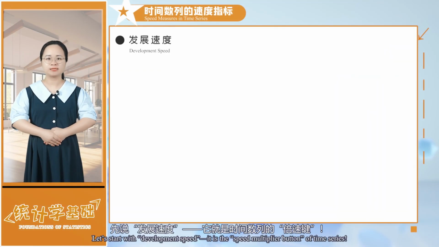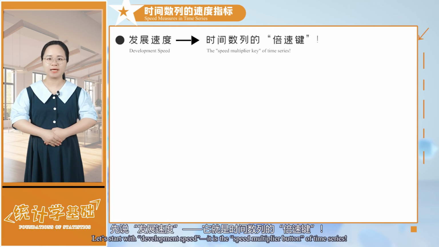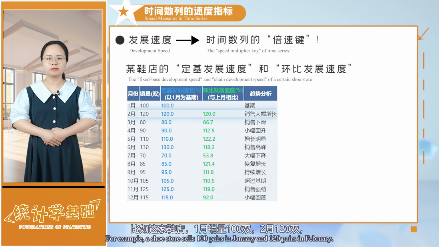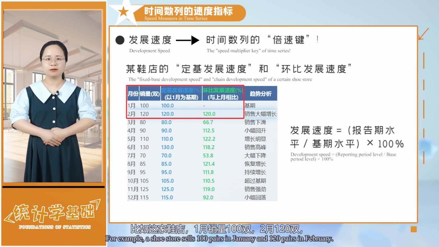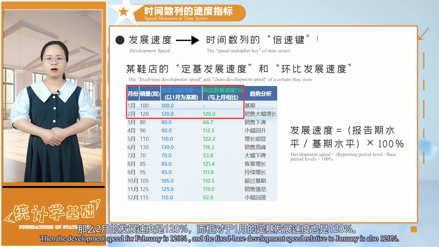Let's start with development speed. It is the speed multiplier button of time series. For example, a shoe store sells 100 pairs in January and 120 pairs in February. Then the development speed for February is 120%, and the fixed base development speed relative to January is also 120%.